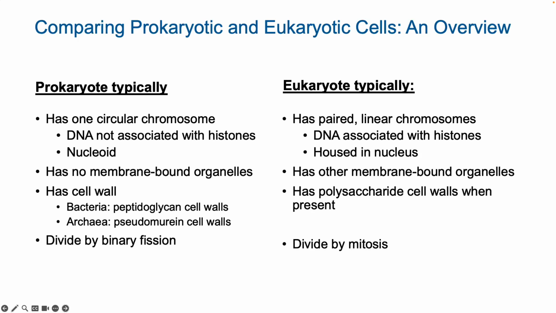This is a really classic way to compare prokaryotes and eukaryotes, and it gets pretty easy to start just listing the different features or putting them in a table versus having to write a giant paragraph. And so, in general, and of course there are exceptions to rules, but in general, a prokaryote typically has a single chromosome. It is usually circular.